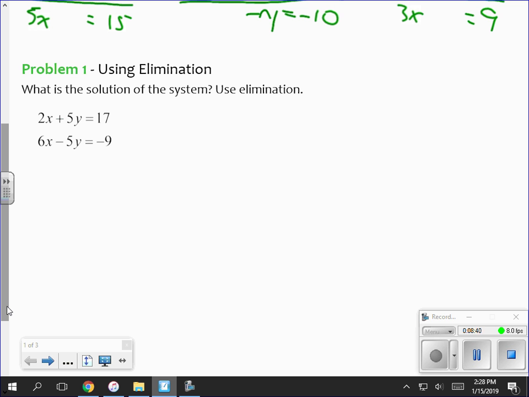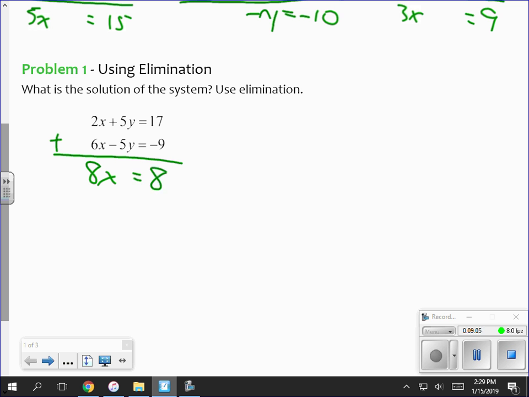And I'm going to do this first. Give myself a little more room. Add the two equations together. So 2x plus 6x, how many x's do I get? 8x. 5y plus -5y, gone, equals 17 plus -9, gives me 8. Divide both sides by 8. I get x equals 1.